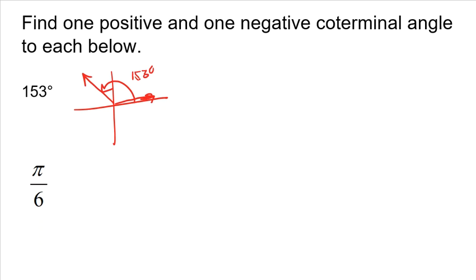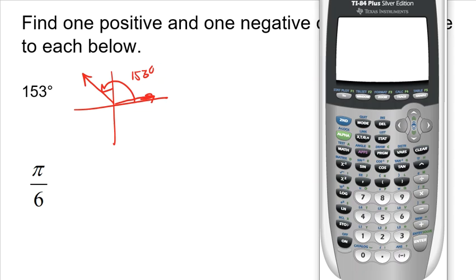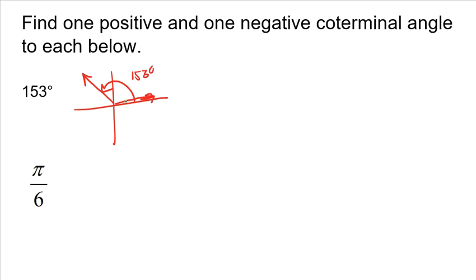So if I want to find a coterminal angle, all I got to do is take 153 degrees, add 360, and you have another angle, 513, that has the same terminal side. So 513 would be all the way around 360 degrees, plus a little bit more to get me to end at that same spot.